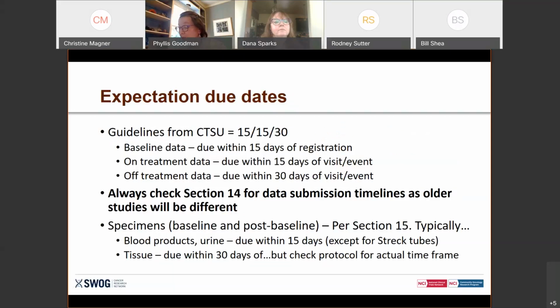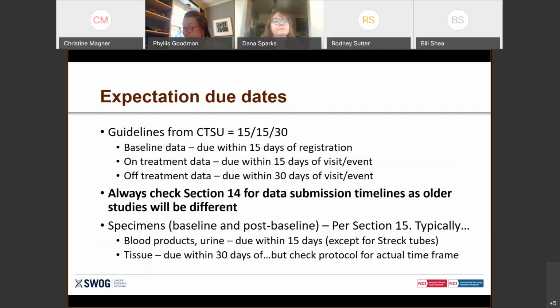The expectation due dates are determined by the protocol. For newer protocols, we've been striving to adhere to the CTSU guidelines, which are currently 15-15-30. Baseline data are due within 15 days of registration, on-treatment data within 15 days of the visit or the knowledge of the event, and off-treatment data within 30 days of the visit or knowledge of event. However, you always need to check Section 14 for data submission timelines, as older studies will be different.